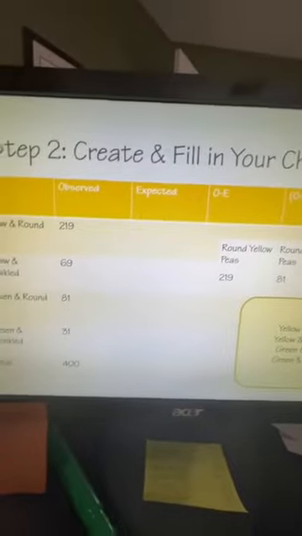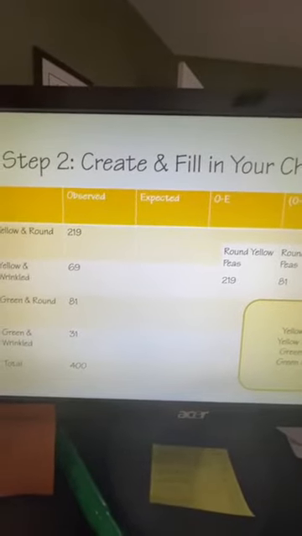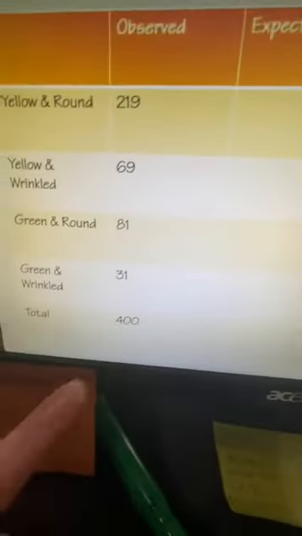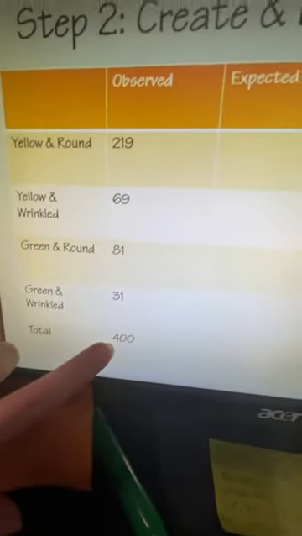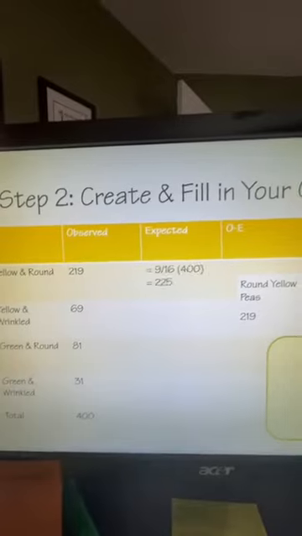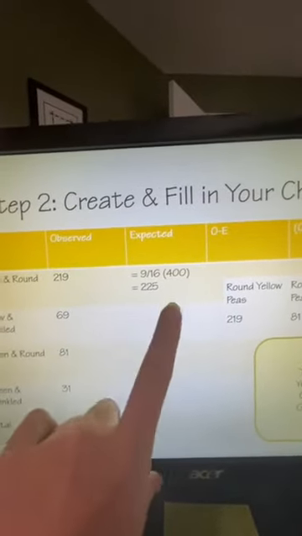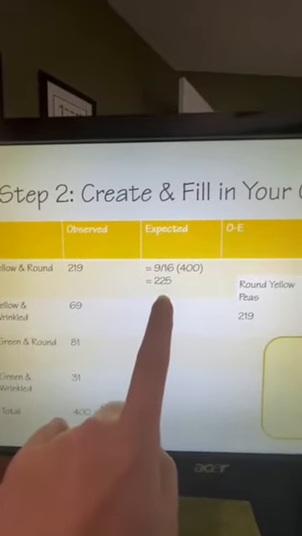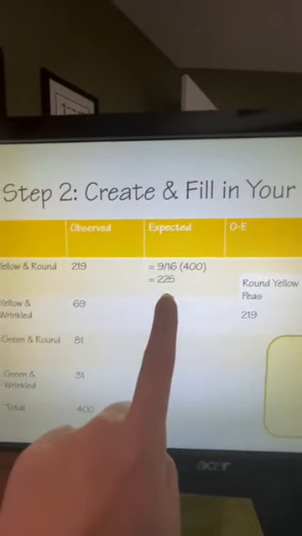So in order to figure out my expected, I'm going to use the ratios that we found. We found that 9/16 were yellow round. I have a total of 400 peas, so I'm going to do 9/16 times 400. And so there should be 225 that I expect. If you were to get a decimal here, I believe you need to keep that decimal.